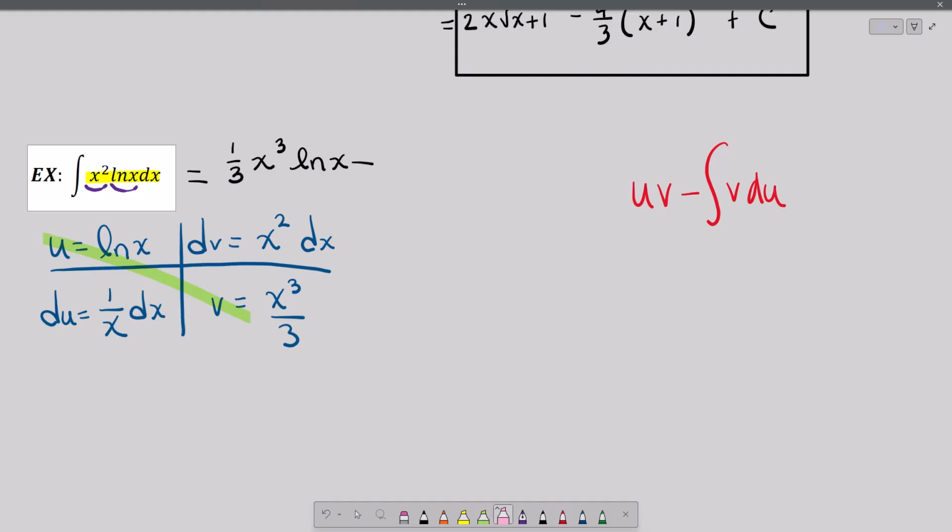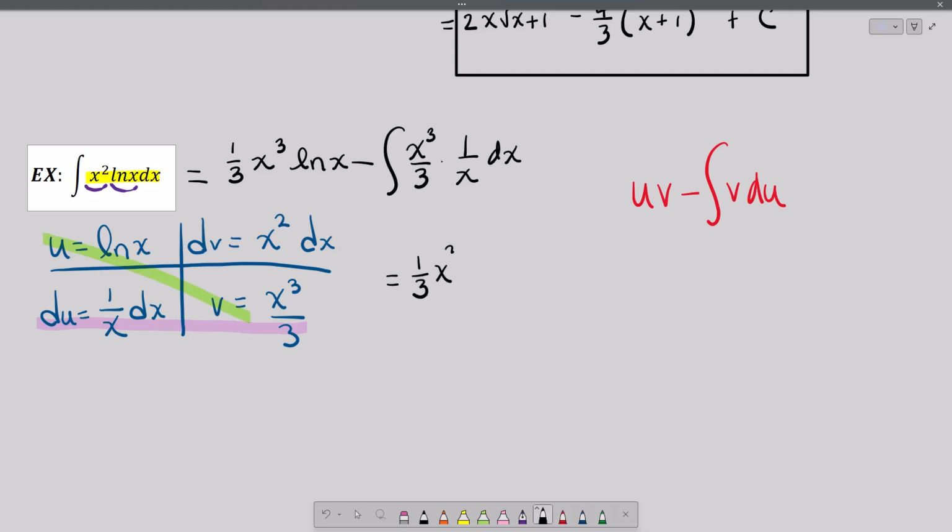So there's our ultraviolet, uv, minus the integral of v du. And the voodoo part is the bottom row. It's always down here, so v du. So uv minus the integral of v du. So we're going to integrate v multiplied by du. So we have x cubed over 3, that's our v, and then 1 over x dx. And here, let's simplify this integral a little first before we ask our question.